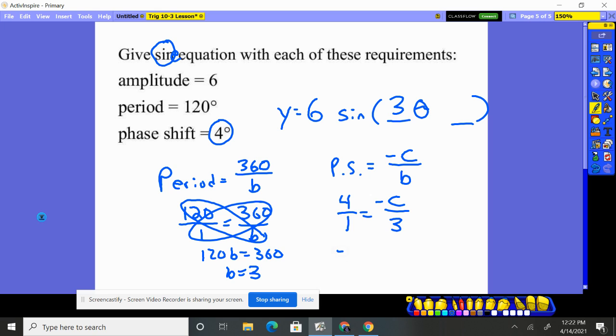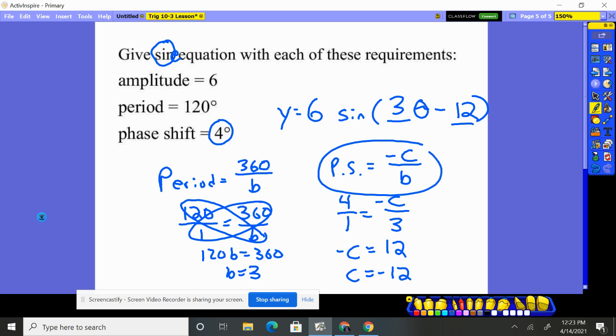So now cross multiply. I get negative C times 1, negative C, opposite of C technically. 4 times 3 is 12. Now you simply multiply both sides. C is going to be a negative 12, so we need to put a minus 12 there. And that's all we have to do. The biggest mistake we usually make is right there. We just seem to not do it. We just seem to want to write 4 in there. But you have to do the opposite of C to make it go the opposite direction, divided by the B value.